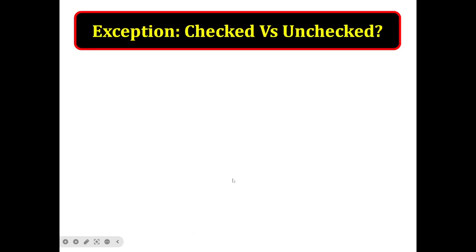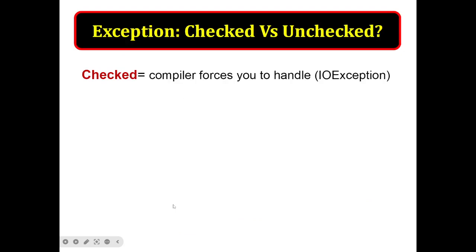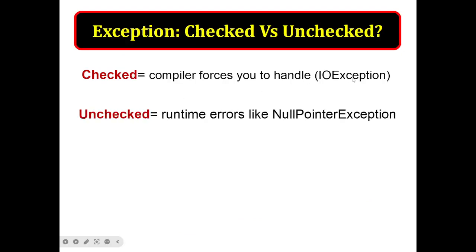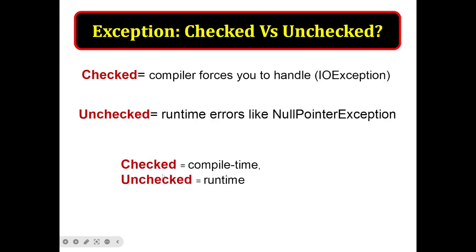Next important question is, what is the difference between checked and unchecked exceptions. Checked exceptions are those where the compiler forces you to handle it, for example IO exception, and unchecked exceptions are runtime errors like null pointer exceptions. Checked exceptions are checked at compile time and must be either handled or declared using throws, whereas unchecked exceptions occur at runtime and do not require explicit handling.